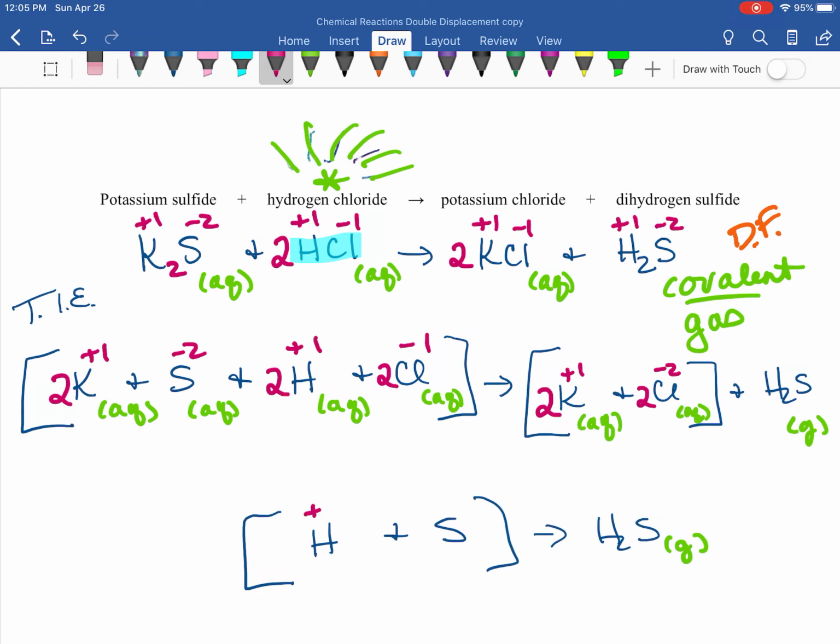I love it. So then what is our net ionic equation? Well, those H's and S to make that dihydrogen sulfide, which is a gas. All right, so let's add in our labels here. And that is our net ionic equation. And then what would be our spectator ions? Our KCl are going to be our spectator ions. Okay, I love it.